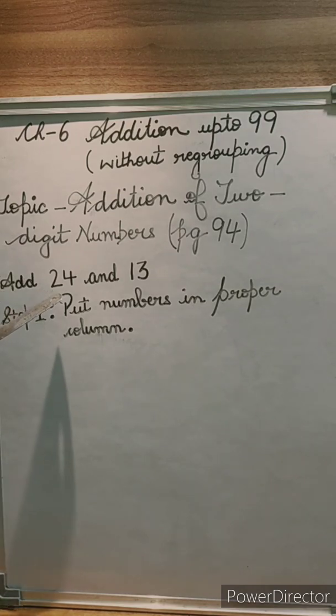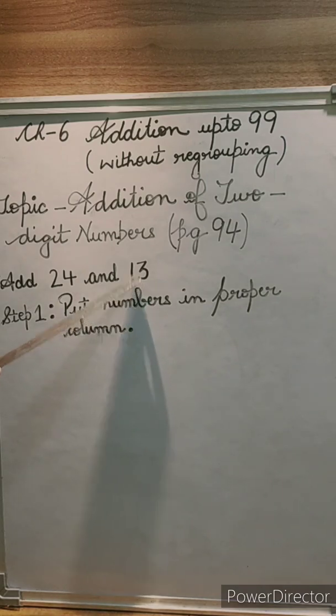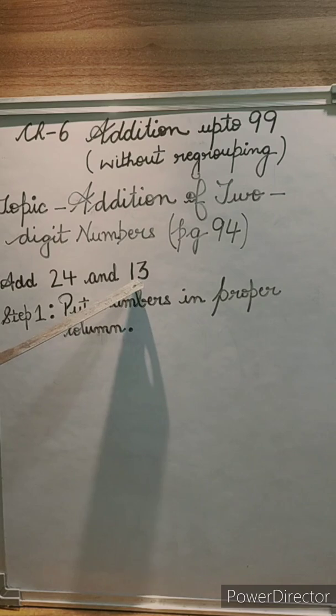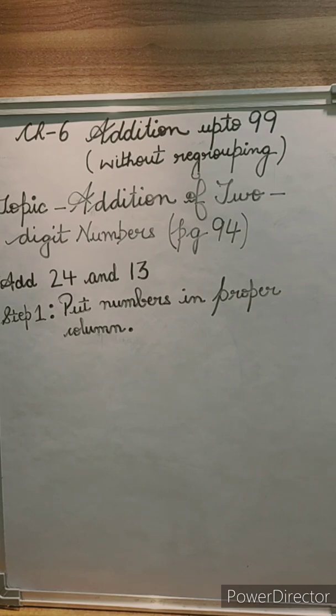So look at here, 24 add 13. So children, here 24 as well as 13 both are 2 digit numbers. ठीक है, दोनों ही 2 digit numbers हैं. अब हमने इनको क्या करना है, ऐड करना है. So you have to learn 3 steps for it. ठीक है, whenever we have to do addition of 2 digit numbers, we have to learn certain steps.